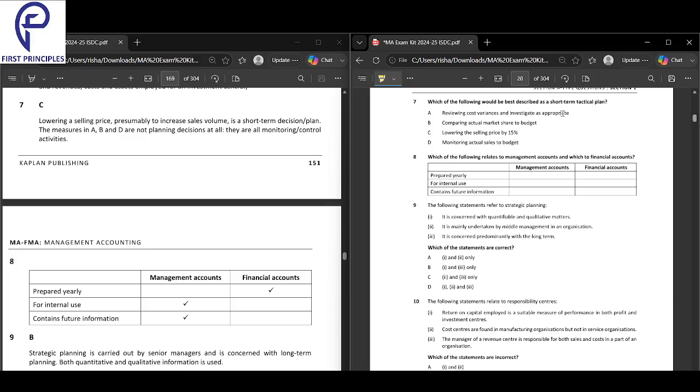Monitoring actual sales to budget. Again, this is backwards, right? So anything that is a short term tactical plan has to be forward looking, right? So lowering the selling price by 15%, right? It is a short term decision, it is a short term plan.